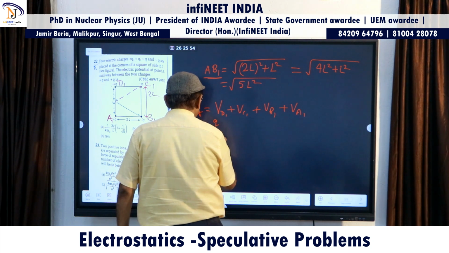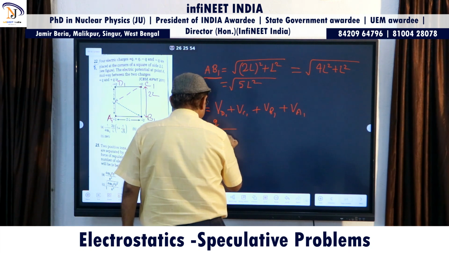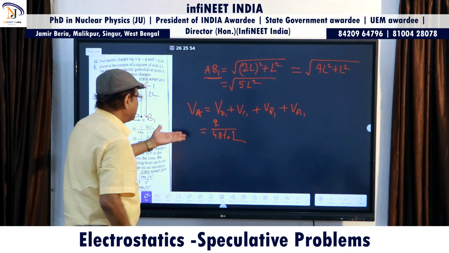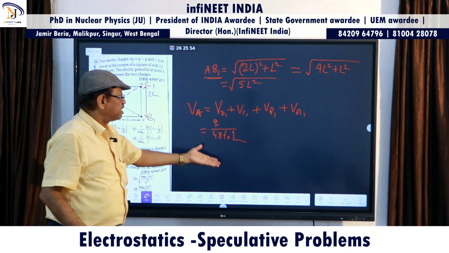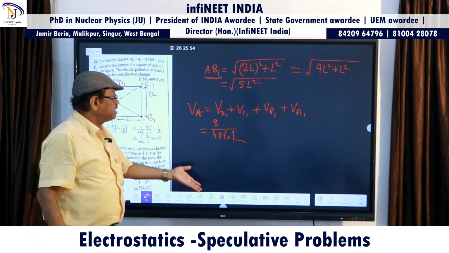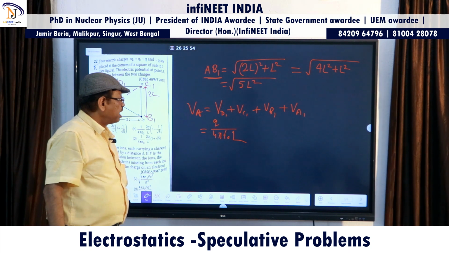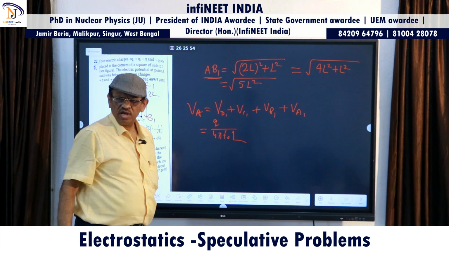VD1 means Q by positive Q, na? 4 pi epsilon naught into L. Am I clear? Q by L formula. Q by 4 pi epsilon 0 into L. Q by R, this is the formula. Q by 4 pi epsilon 0 into L.